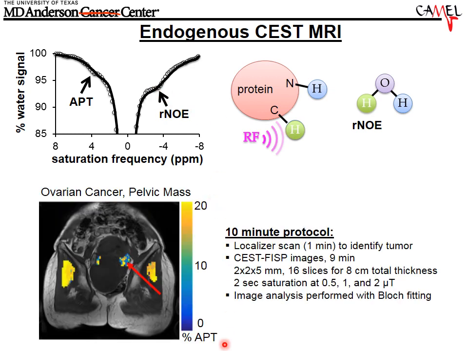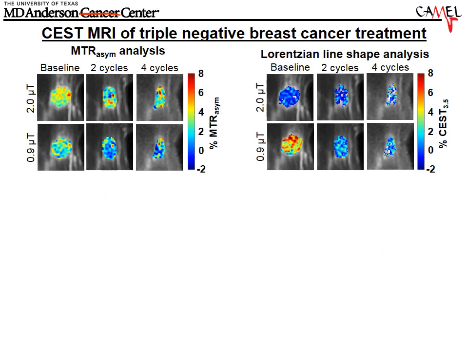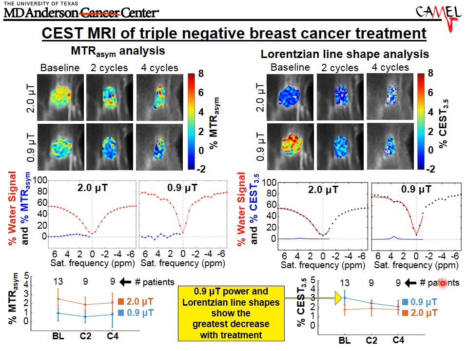Well, we study the APT effect in our laboratory because we believe it's a more sensitive biomarker of tumor biology. Tumors are known to have higher mobile protein content. So we can measure the amount of protein content using the CEST MRI method. And here's a case of a pelvic mass within a patient who had ovarian cancer, detecting a high level of percent APT.